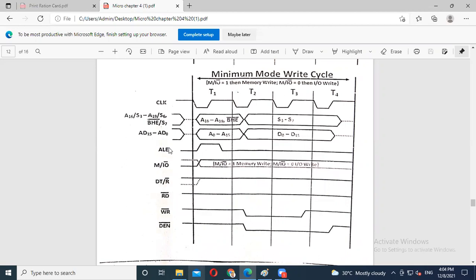If no more questions, then I will go for one lab experiment. That fifth lab experiment we are going to execute today. So before that, any doubts, please, we have 5 minutes.